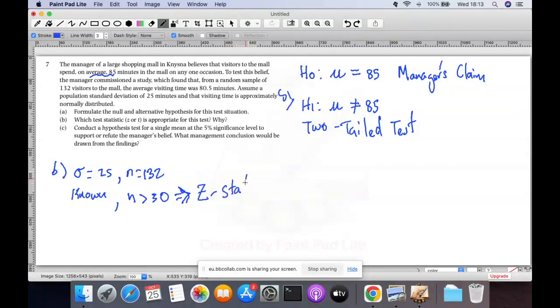So it's a Z stat. If your sigma is unknown and your n is smaller than 30, then you use a T stat. Okay, so it's the opposite. All right, so that's question B. All right, so we're going to use a Z statistic.